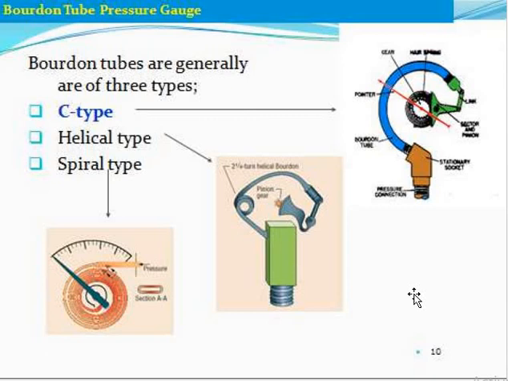Another one is the spiral type. Spiral type is what we use in mechanical watches also; the spiral means the strip is rounded. We apply the pressure over there, and whenever the pressure is applied, the strip rotates, and the strip is connected to the needle. So with this also we can measure pressure. These are the three types of Bourdon tube pressure gauges.